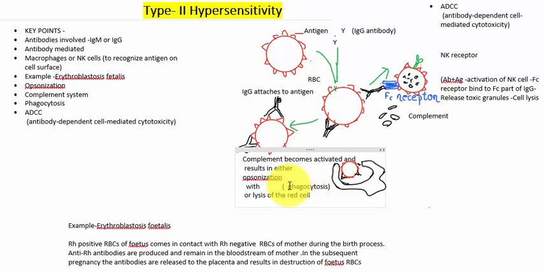What do you mean by opsonization? Opsonization generally means a process to identify or recognize the invading particle which is going to be phagocytized. Then what is phagocytosis? Phagocytosis is the process of engulfment of foreign particles, or you can say microorganisms. So the process of engulfment of the foreign particle is called phagocytosis.